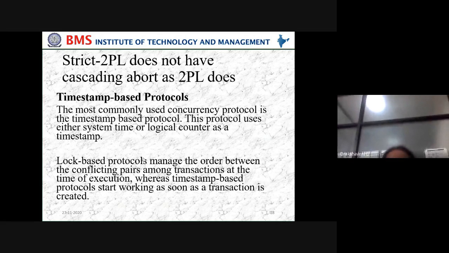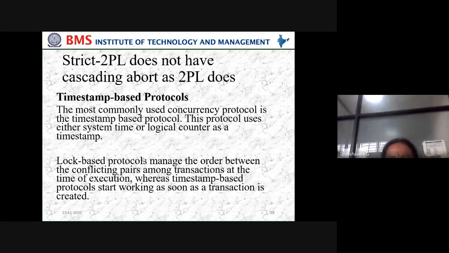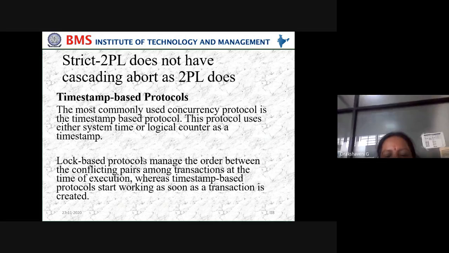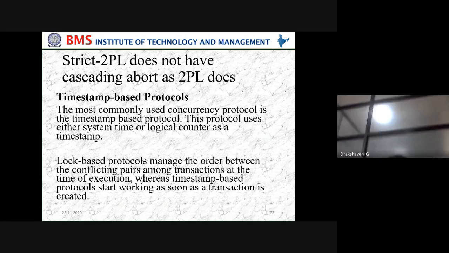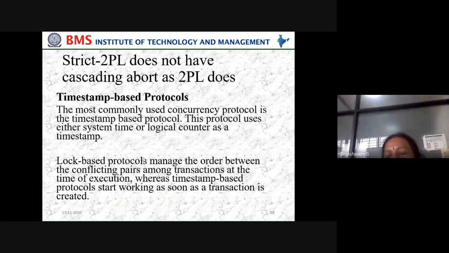So the lock-based protocol manages the order between the conflicting pairs among transactions at the time of execution, whereas the timestamp-based protocol starts working as soon as the transaction is created. So what is the difference between lock-based and timestamp-based? In the lock-based, the order between the conflicting pair, so who has to execute?